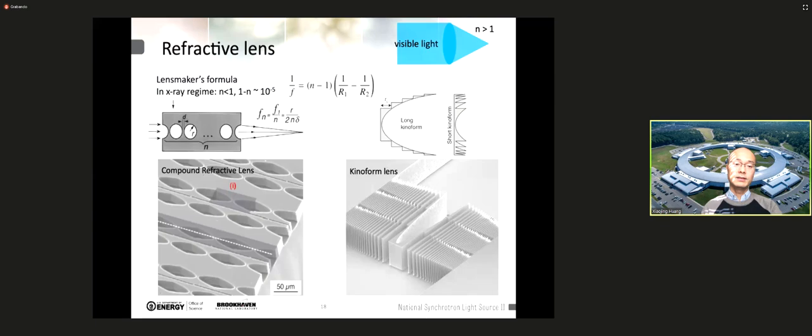So in order to create a focus, we have two choices. We either chain a long list of concave lenses, each one bends the X-ray a little bit, and this bending accumulates, and in the very end, we can create a focus. Or we generate a gigantic single lens with a very small curvature, and then it also can create a focus. The first type is called a compound refractive lens, or CRL. The second type is called a kinoform lens.